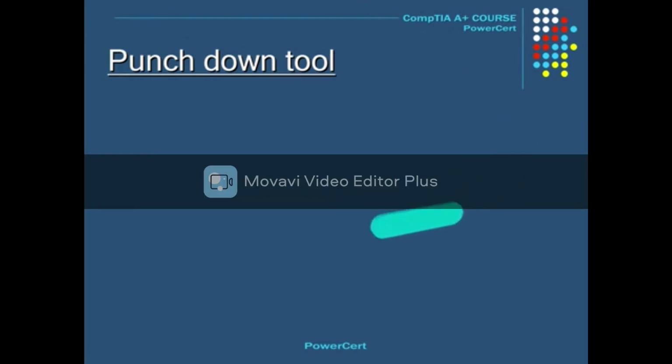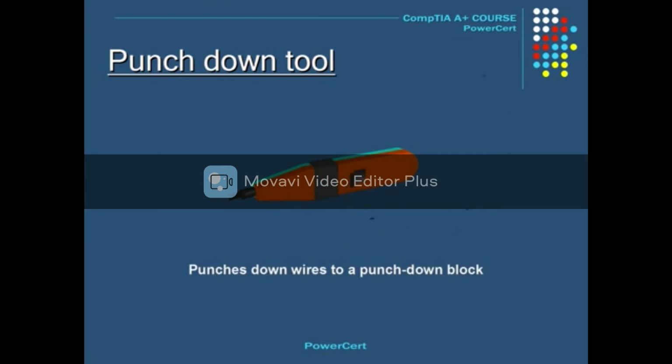A punch-down tool is a tool that resembles a screwdriver, and this is simply used to connect or punch wires to a punch-down block.